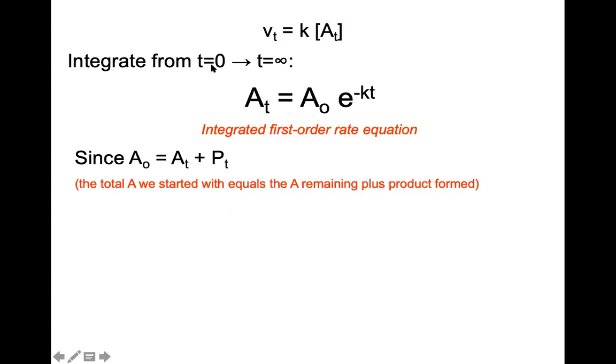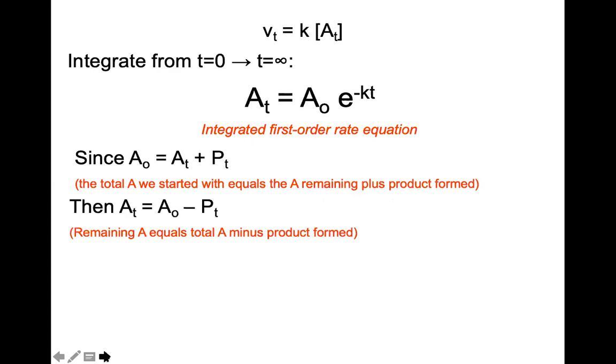For example, in this equation, integrate from t equal to 0 to infinity, and the integrated first order rate of reaction is like that, and the total A we started with equals the A remaining plus the product. That is, the total A equals the remaining A plus the product. It is like the law of conservation of matter, and remaining A equals total A minus product.